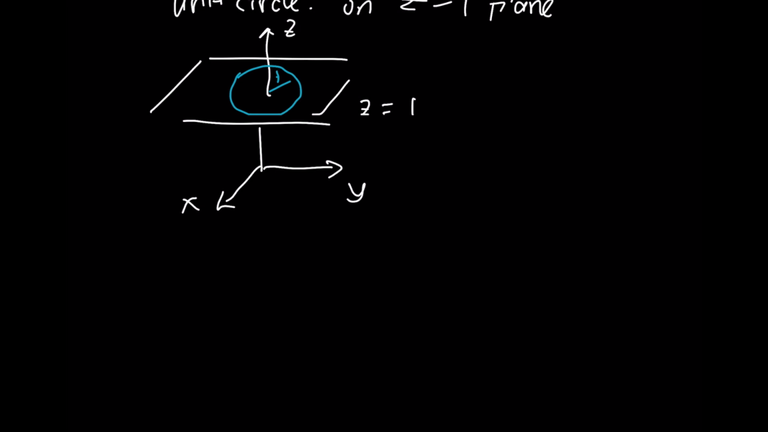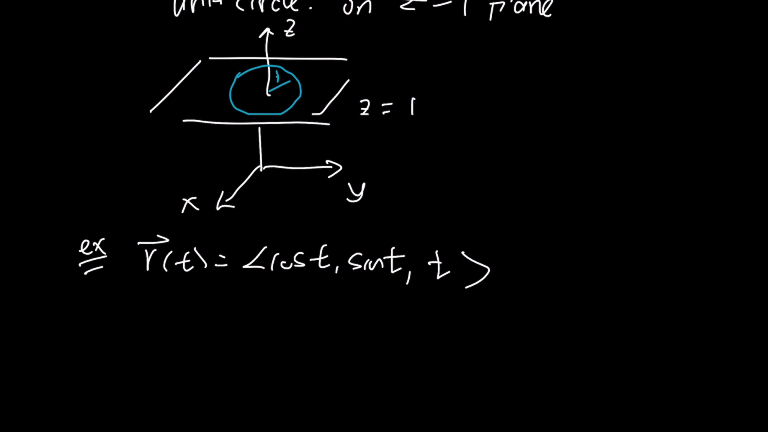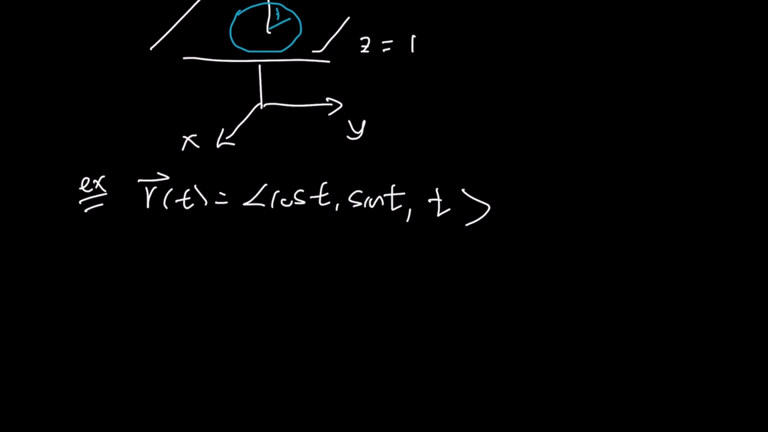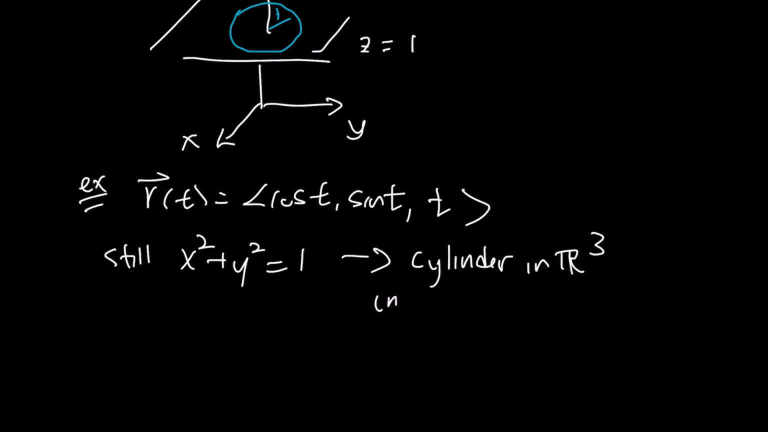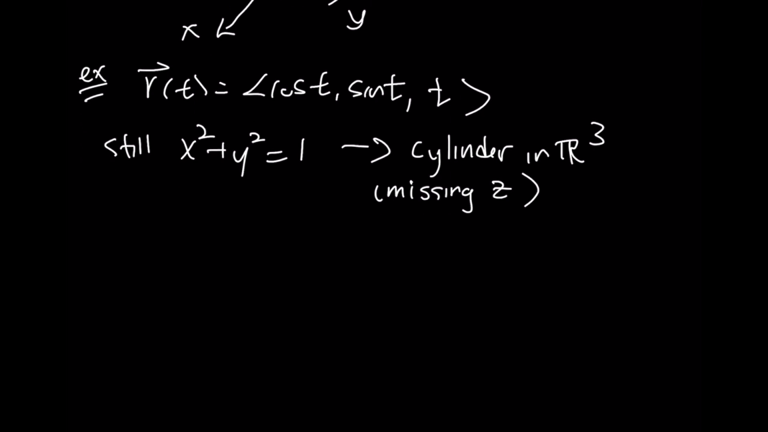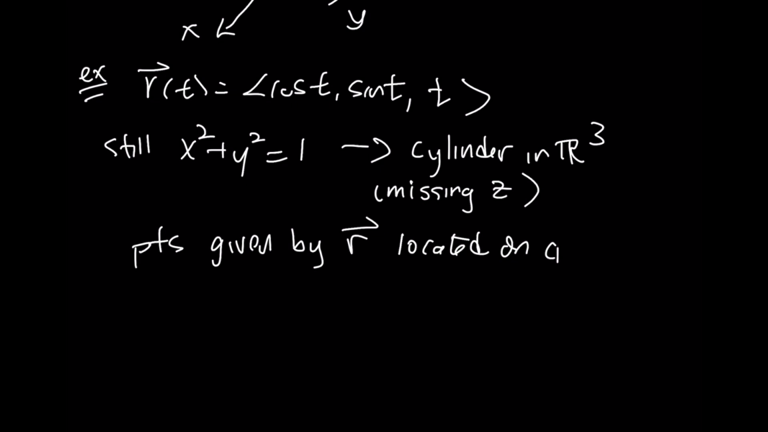So, for example, if I continue to use cosine of t and sine of t for the x and the y, what change does this make? So we still have x squared plus y squared is equal to 1. This is a cylinder in R3 because it's missing the z variable. So that means it would extend in the z direction. So points given by this r of t are located on a curve on a unit cylinder. And I'm going to try to show that to you with some pictures.